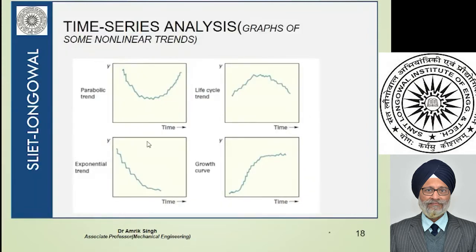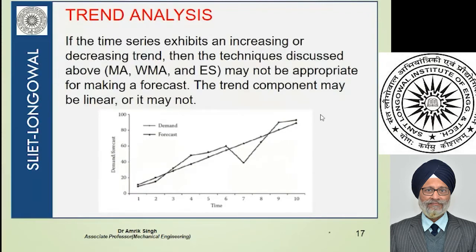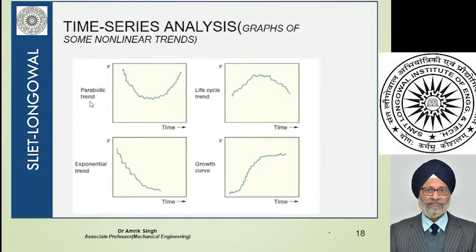So it can be linear. This trend can be linear as we have seen, or it can be parabolic, non-linear. So parabolic trend, and this is the life cycle trend. The sale is increasing, achieves some value, and then decreases. Then it can be an exponential curve. When you introduce a product, initially the sale is very high, then it goes on decreasing, and this is again a growth curve for a stable product. So these are some of the linear and non-linear trends which are being used.